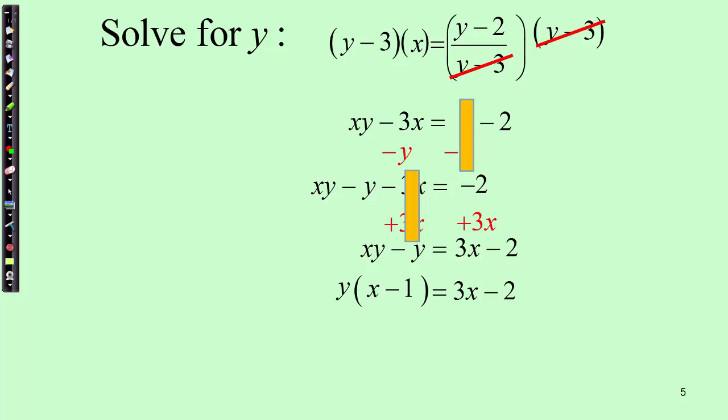And finally, to get the y by itself, just divide both sides by x minus 1. We've done something kind of like this before. On the right hand side, 3x minus 2 divided by x minus 1 is still just 3x minus 2 divided by x minus 1.